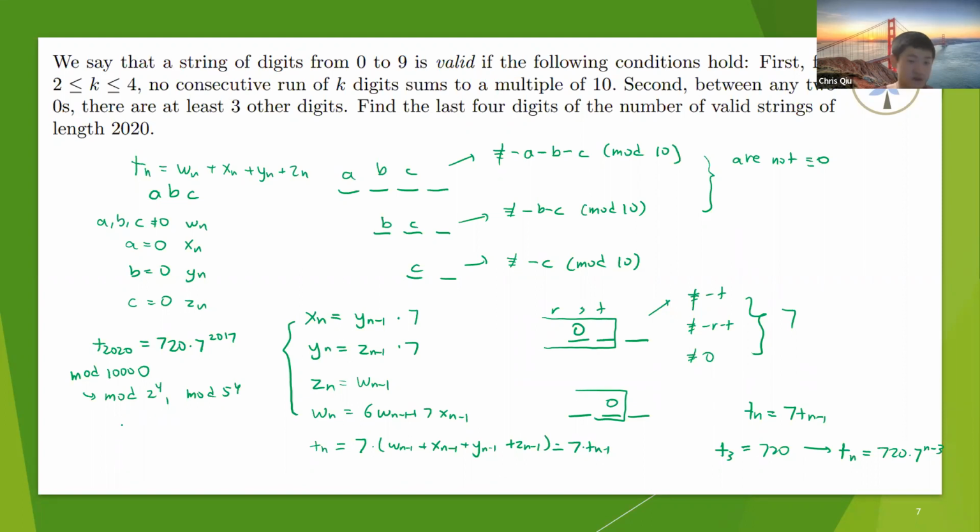And let's first take mod 2 to the 4th. So 720 is a multiple of 16. So this whole number is a multiple of 16, which means that this number taken mod 2 to the 4th is 0.